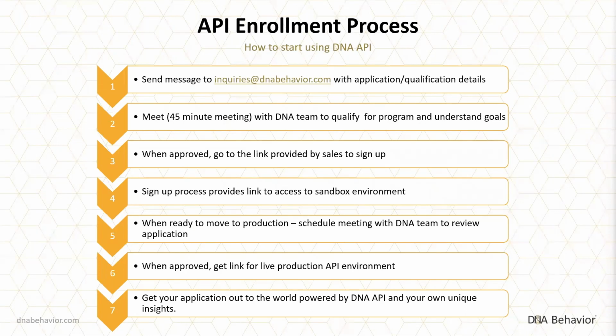When you get approved, the sales team will send you a special link to sign up for the API. This sign-up process will provide you a link to the sandbox environment. And then when you're ready to move to production, you'll schedule another review meeting with our team. So we'll review your application and make sure that it meets our requirements to go to production. And then once it gets approved, you'll get the link to go to our live production environment and get your application out in the world using our insights and yours to serve your clients.